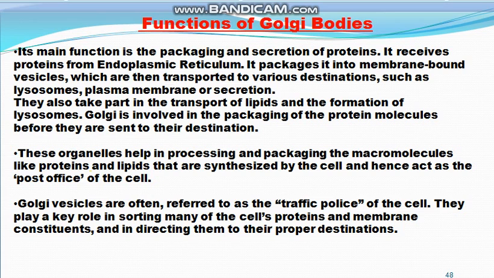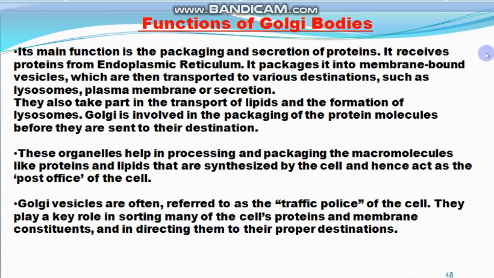When the proteins are budded off from the endoplasmic reticulum, they are membrane bound in the form of vesicles, and then the vesicles go to the cis phase of the Golgi complex, or cisternae, and then they come out from the Golgi complex in the form of vacuoles, and then they are transported to lysosomes, or they go to the plasma membrane or any other destination. That is known as secretion. So its main function is packaging and secretion.